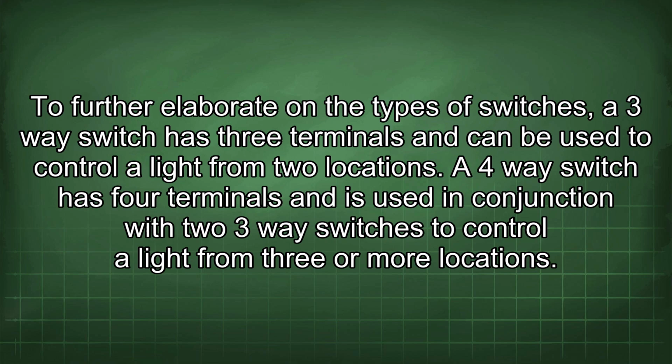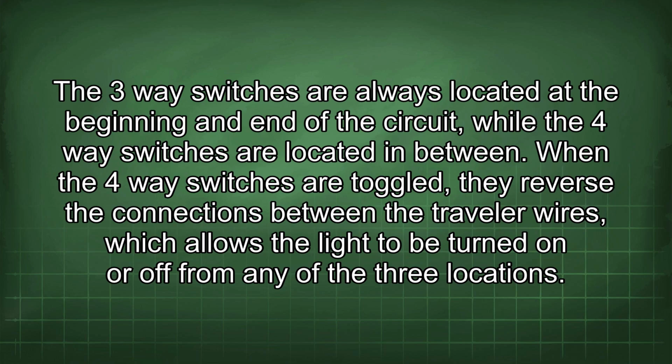To further elaborate on the types of switches, a three-way switch has 3 terminals and can be used to control a light from 2 locations. A 4-way switch has 4 terminals and is used in conjunction with 2 3-way switches to control a light from 3 or more locations. The 3-way switches are always located at the beginning and end of the circuit, while the 4-way switches are located in between. When the 4-way switches are toggled, they reverse the connections between the traveler wires, which allows the light to be turned on or off from any of the 3 locations.